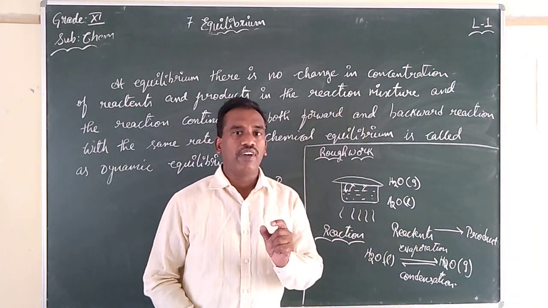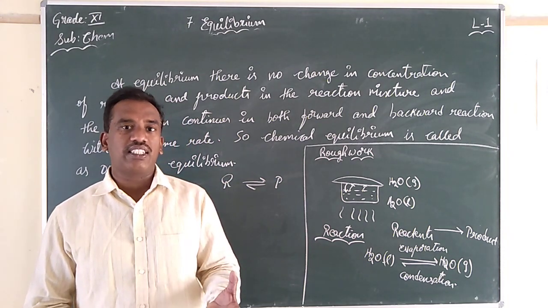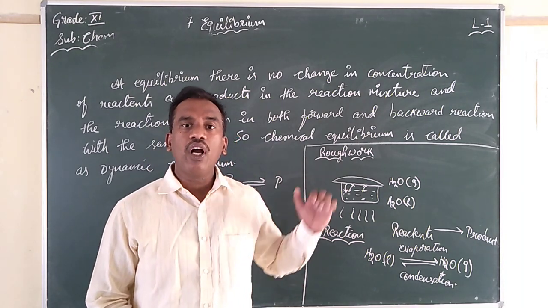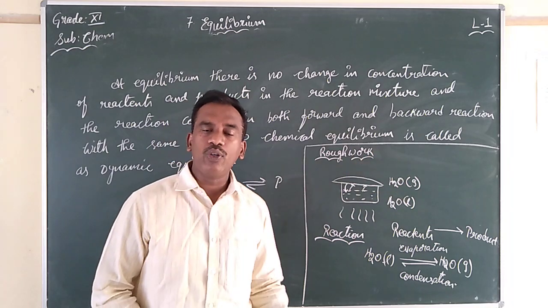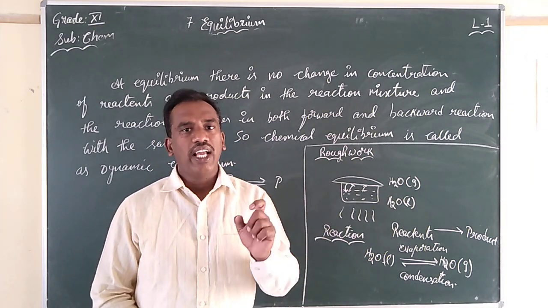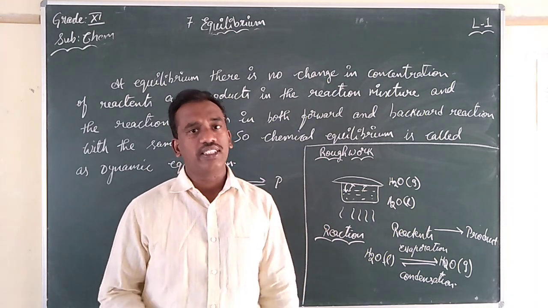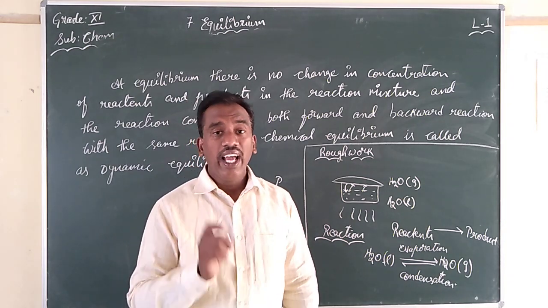Such a state at which we will not find any difference in the reaction, means the rate of the changing of the reactant into product and the conversion of the product back into the reactant go on at a time. Whenever there is no change, we call the system to be at equilibrium. When is the system said to be at equilibrium?